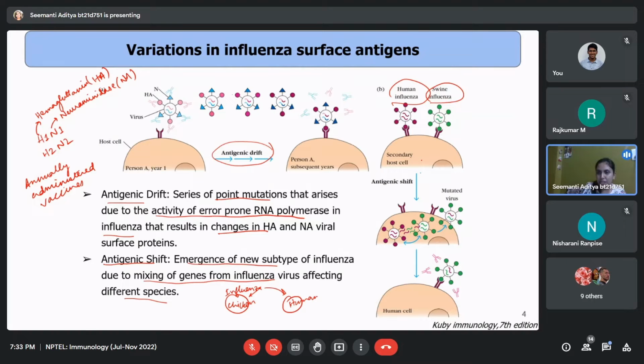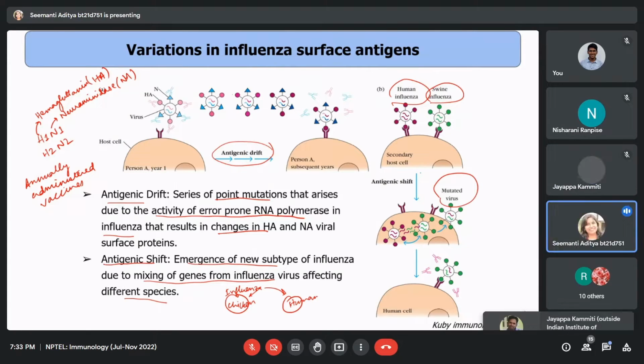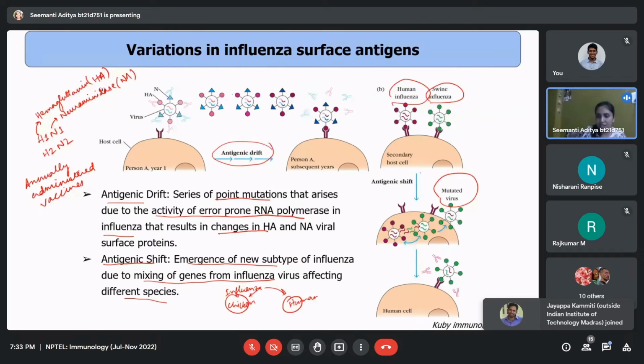In this intermediate host cell, both viruses come in close contact with each other, and they exchange their genetic material, and this exchange of genetic material will lead to the development of a much more dangerous variety of the virus, and this property is known as antigenic shift. And this does not happen over the years. It is not like antigenic drift, which happens very commonly and very frequently. But antigenic shift is very dangerous.